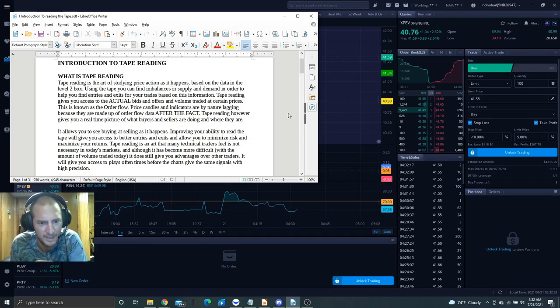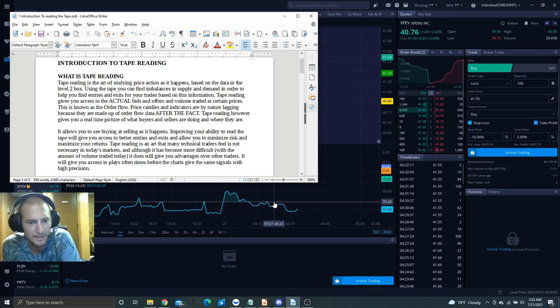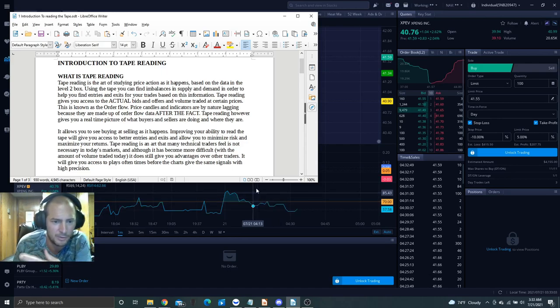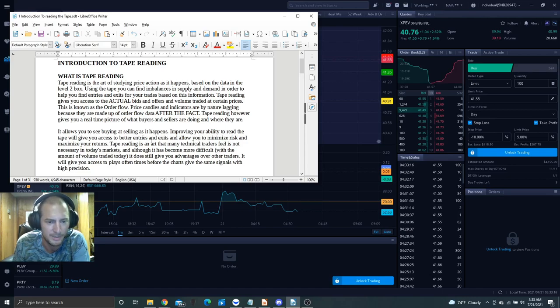Price candles and indicators are by nature lagging indicators, right? Because the orders already have to go through before those candles can print. The tape is basically like the intraday chart of the candles. So like a 1 minute candle, the tape reading would be the intraday chart. It's all of the orders that happen to make that 1 minute candle print on your screen. It gives you a real-time picture of what buyers and sellers are doing and where they are at. It allows you to see buying and selling as it happens. This can improve your ability to read the tape and will give you access to better entries and exits and allow you to minimize your risk and maximize your returns.